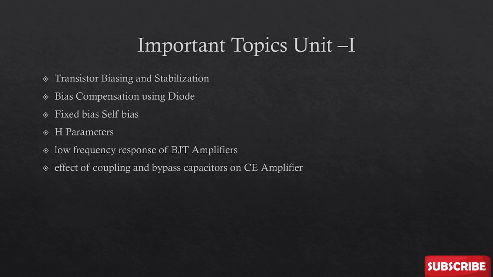So now coming to the important topics. What are the important topics from unit 1? The transistor biasing and stability, bias compensation using diodes, fixed bias, self bias. These are two different topics. One is fixed bias and one is self bias.